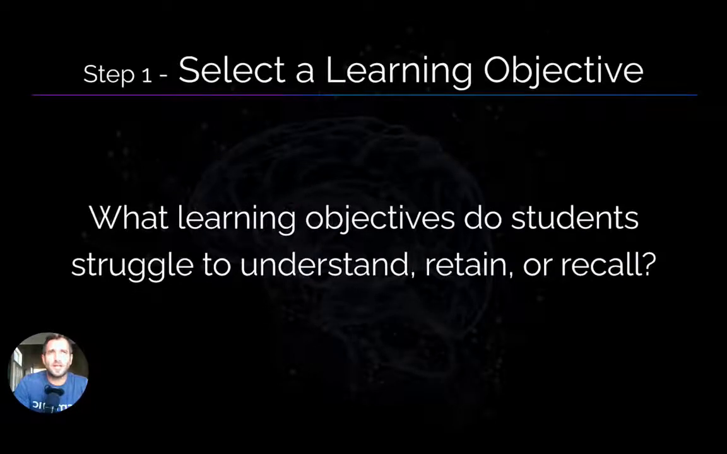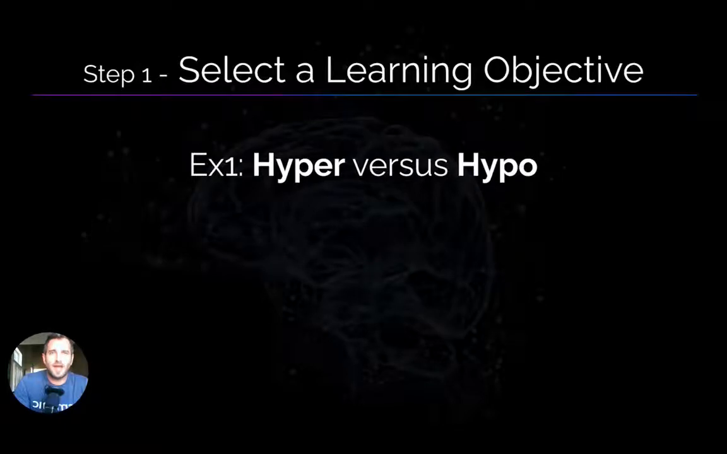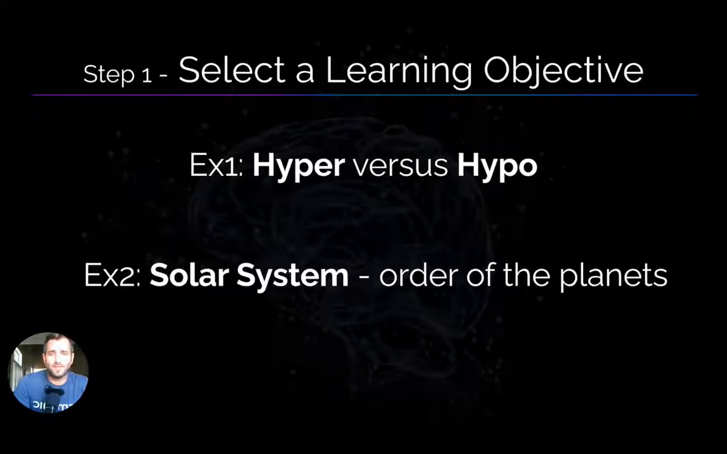So let's say you want to teach a concept. First, can you pick a learning objective that you know students struggle with? They either struggle to understand it, to retain it, or to recall it when it comes to an actual application, be it testing or real life. So think of something. Take a moment and think of a key learning objective that's relevant to your area or discipline of study. An example I'm going to use is the difference of hyper versus hypo, or the solar system. Can you actually remember right now the order of the planets?